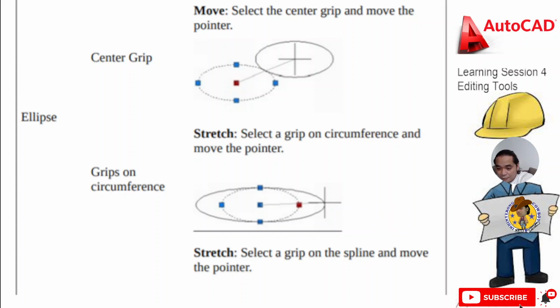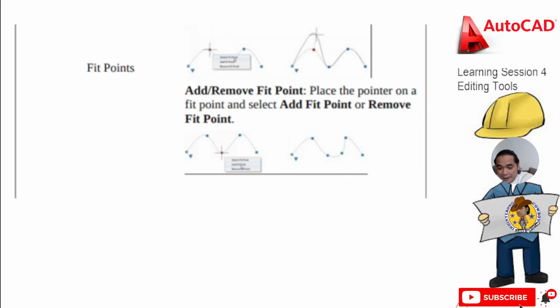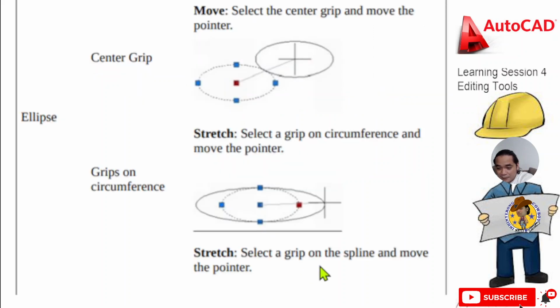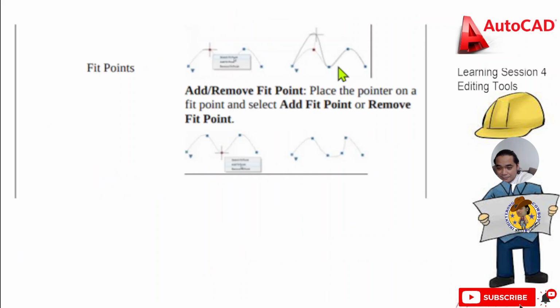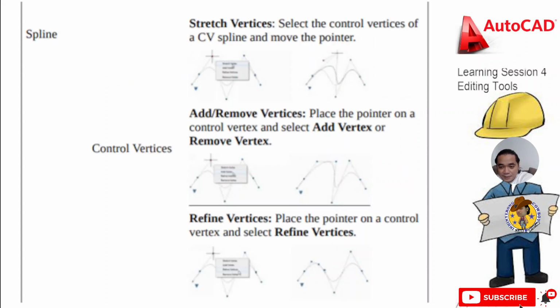Okay, so for spline, let's go back. Still select a grip on the spline and move the pointer, like this. For adding and removing a fit point, you have to place the pointer on a fit point and select add fit point or remove fit point, like this. On polylines, this box always appears, so you can choose either on the tree depending on your objective.